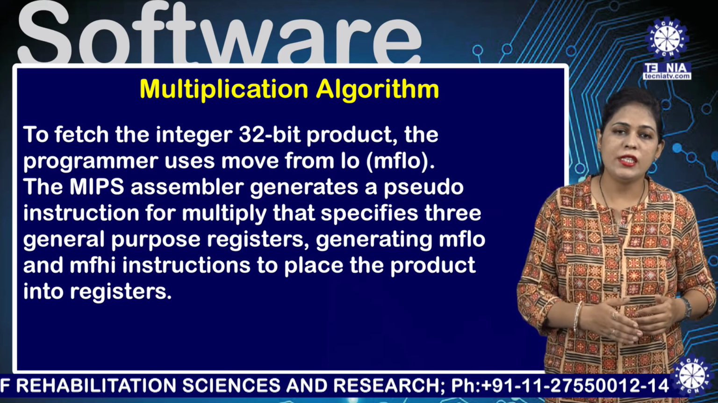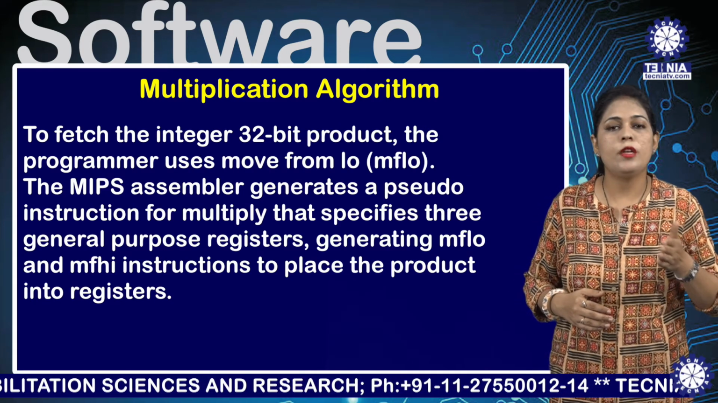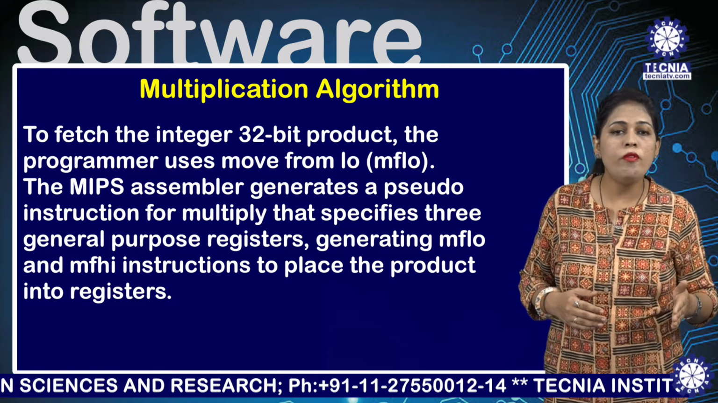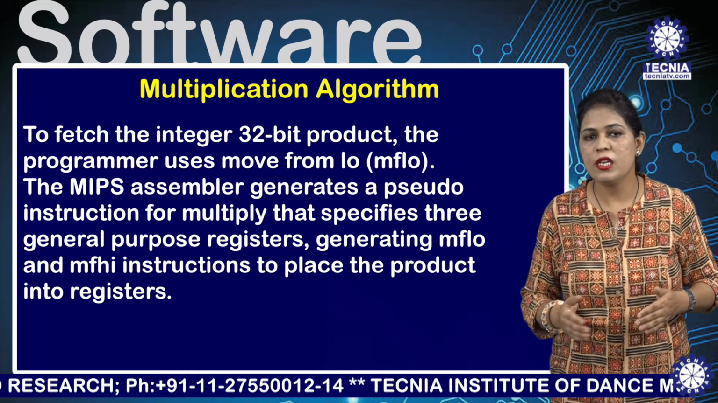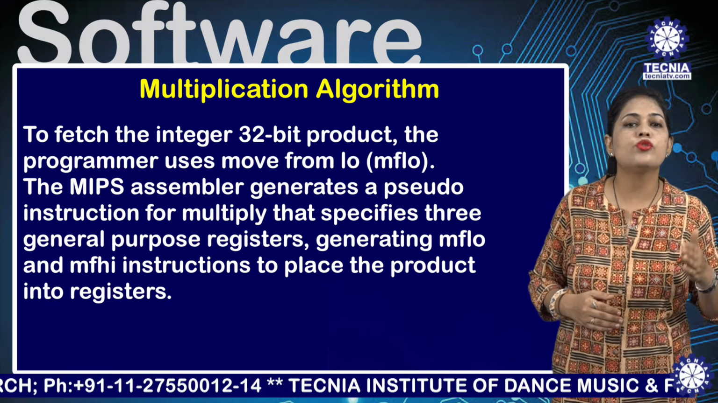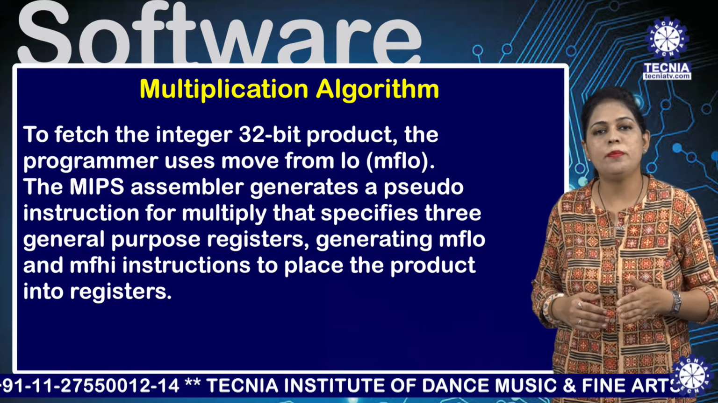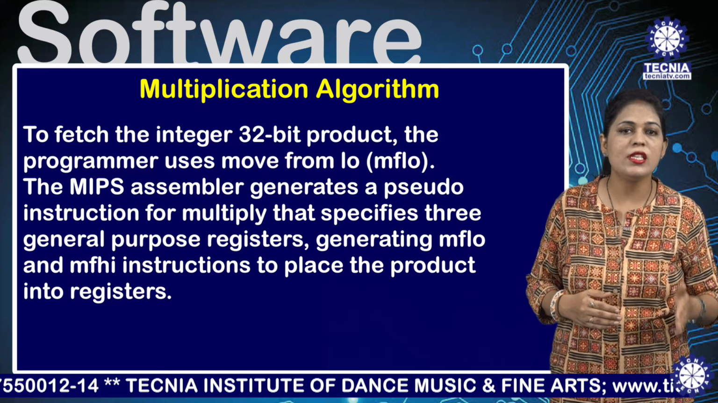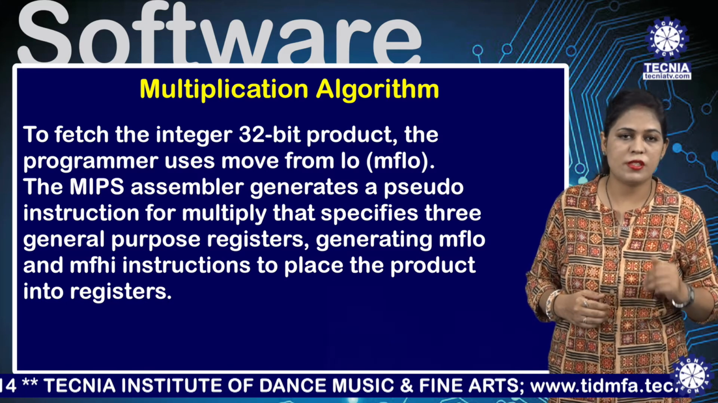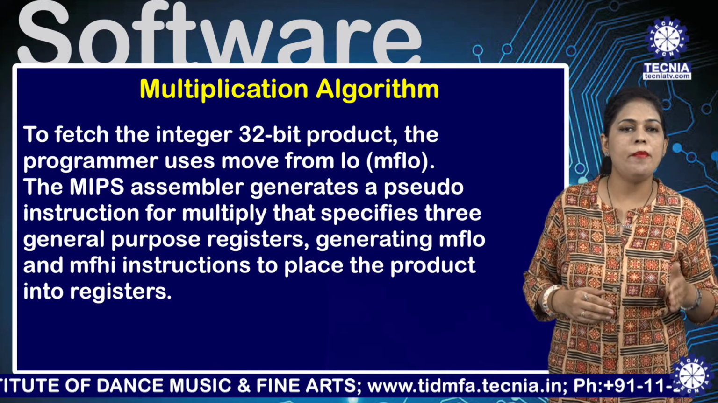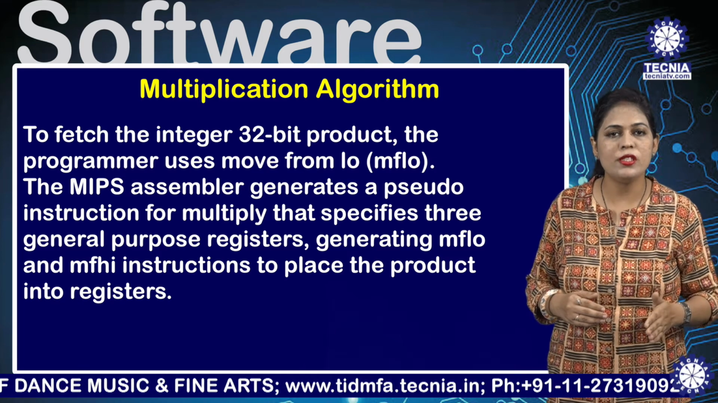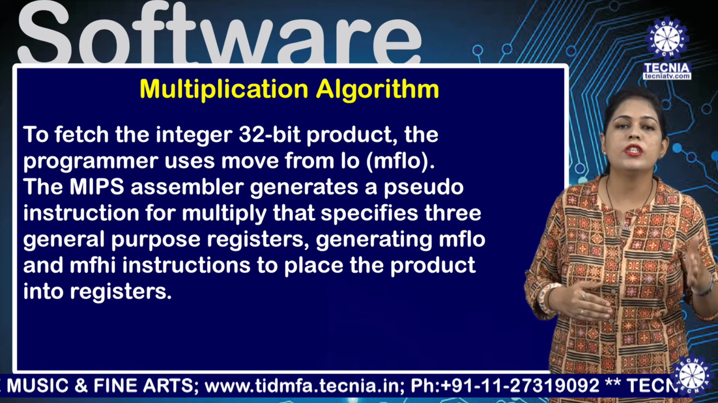To fetch the integer 32-bit product, the programmer uses move from low, and the MIPS assembler generates a pseudo instruction for multiply that specifies 3 general purpose registers, generating MFLO and MFHI instructions to place the product into the register.